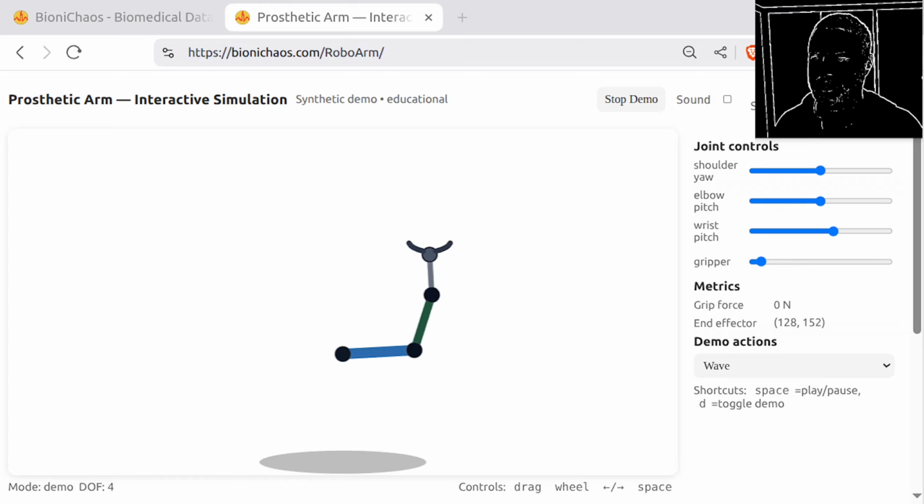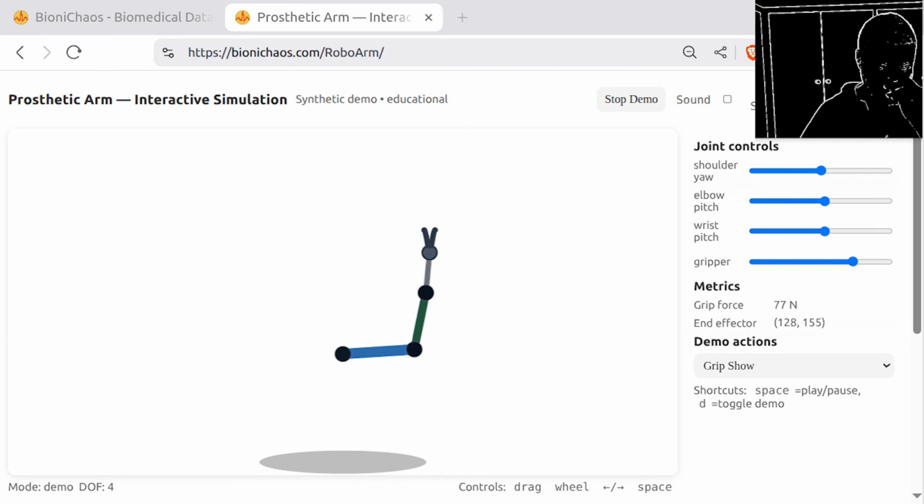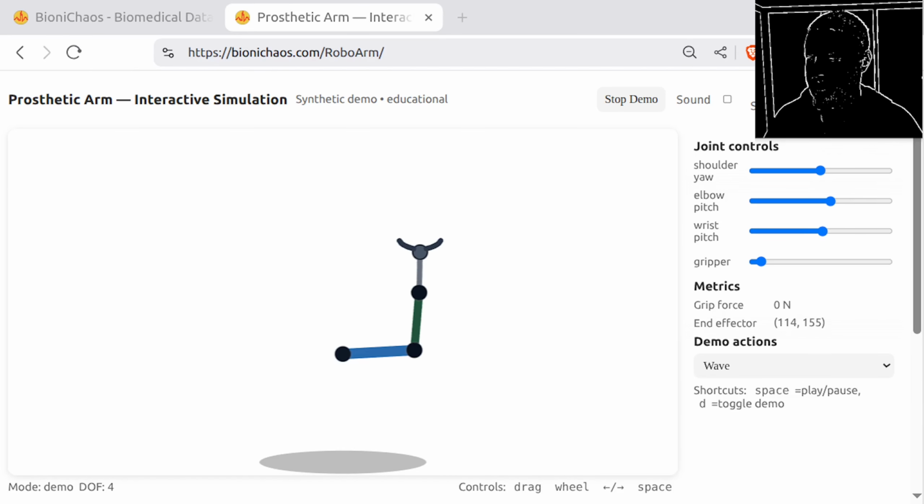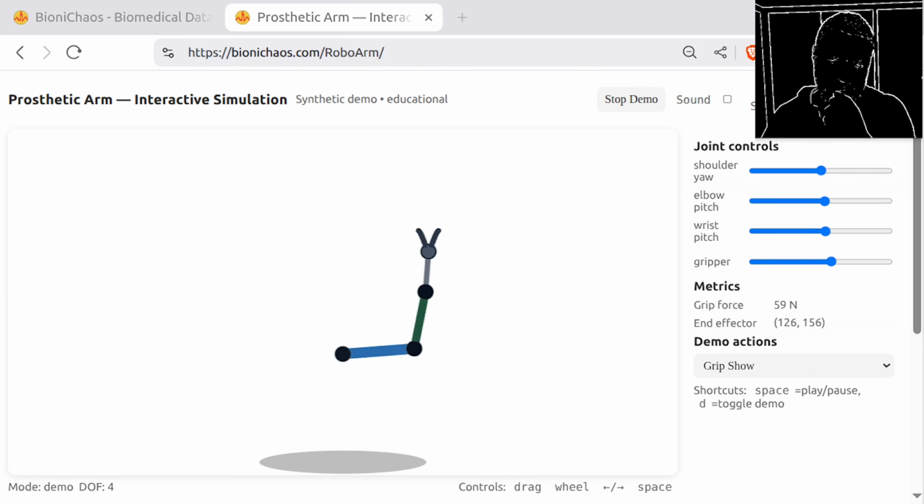You could ask questions like, how do the coordinates of the end effector change if I only adjust the shoulder? Or what's the maximum grip force I can achieve? It's a chance to learn about mechanical systems firsthand and explore how precise control is achieved in robotics. Feel free to ask any questions you have about the simulator or robotics in general.